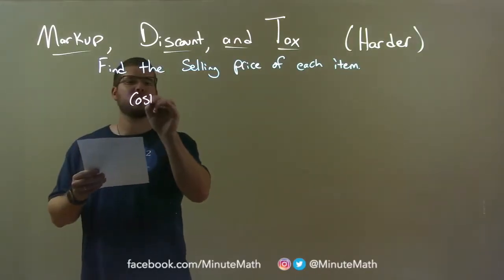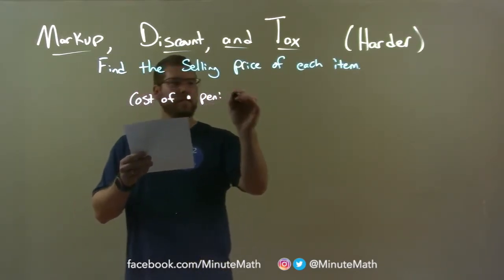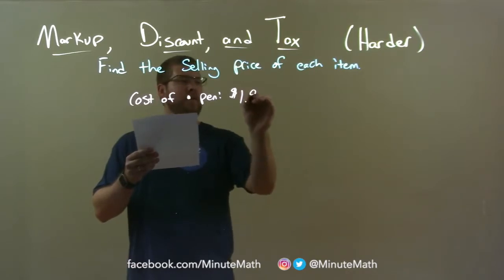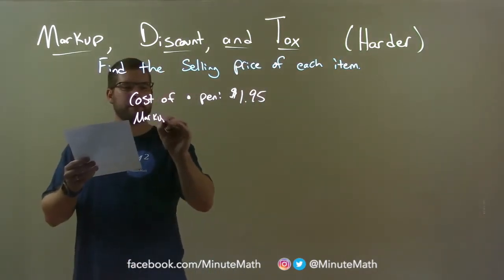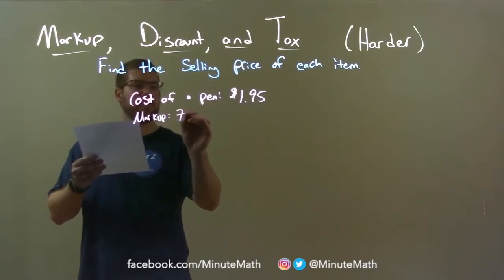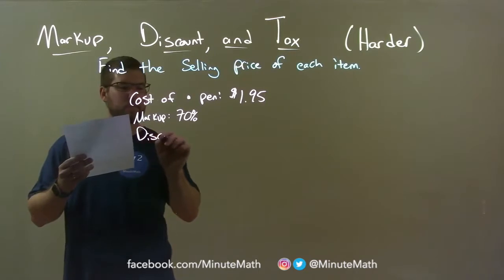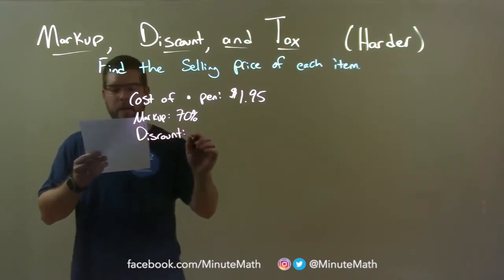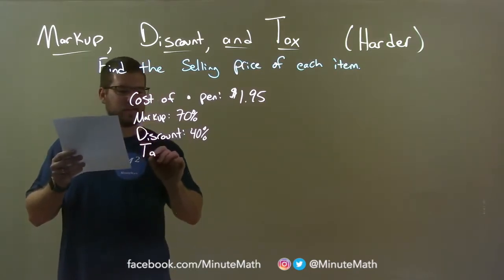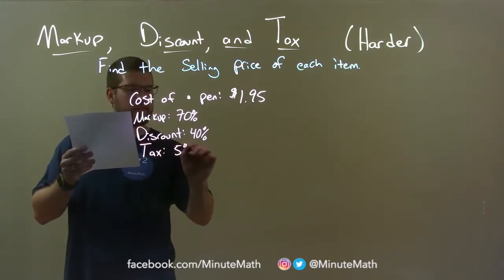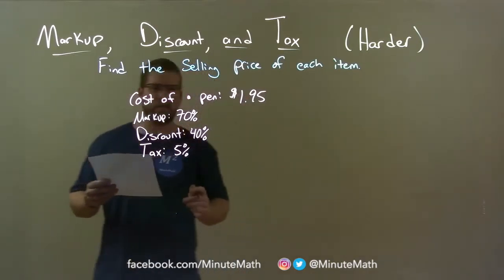The cost of a pen is $1.95. Its markup is 70%. Its discount is 40%, and its tax is 5%.